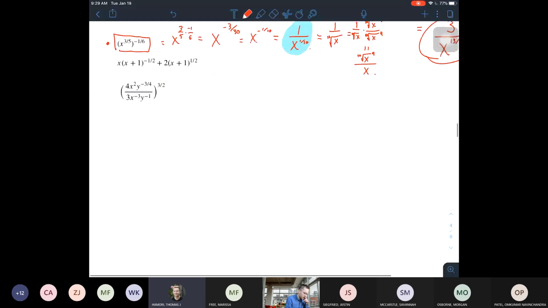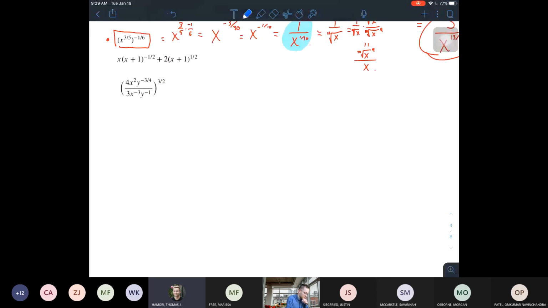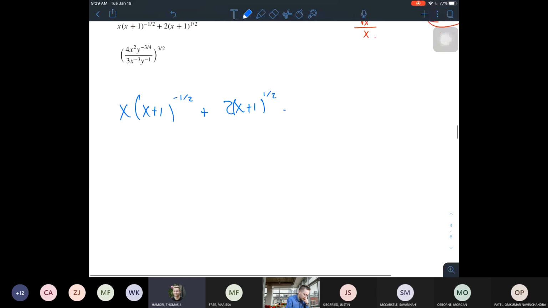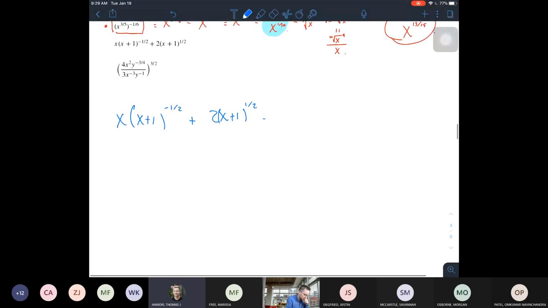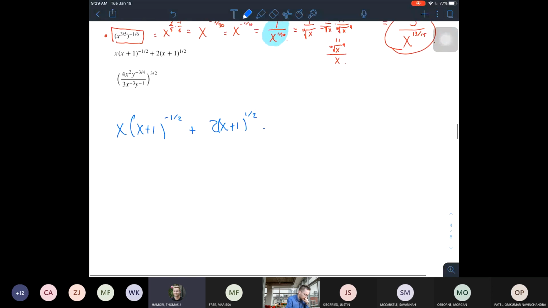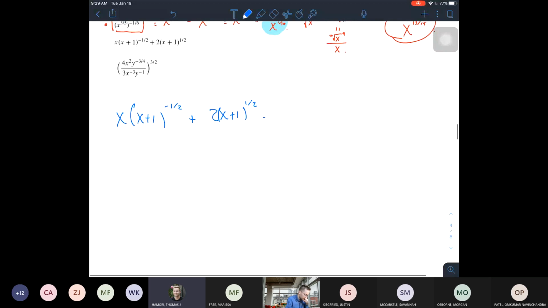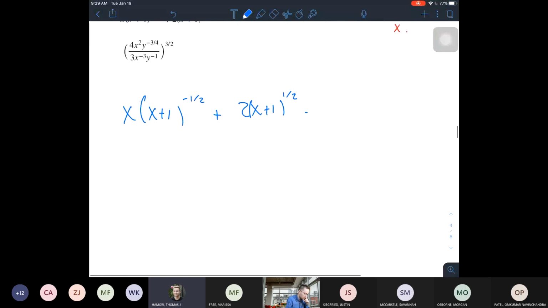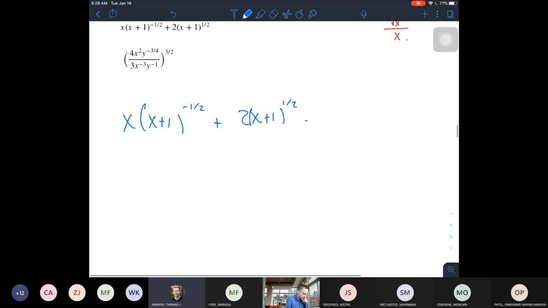Let's try this next one. I'm going to switch the color up. x times (x plus 1) to the negative 1/2 power plus 2x times (x plus 1) to the 1/2 power. Okay, so we want to simplify this. All right. This one looks very tricky. Let's go through it slowly together.